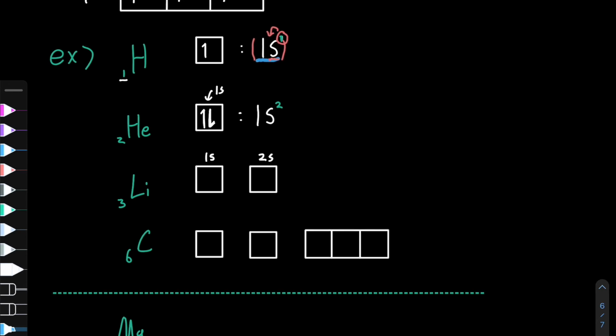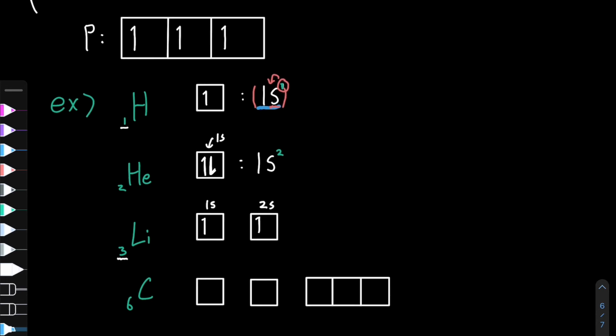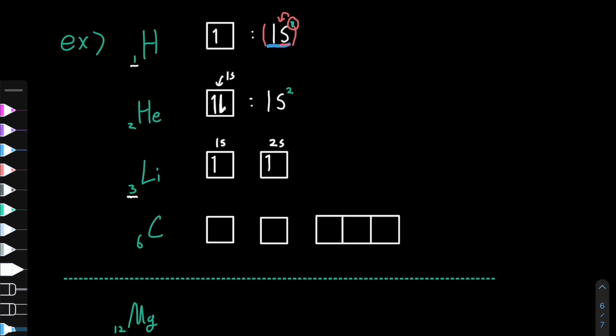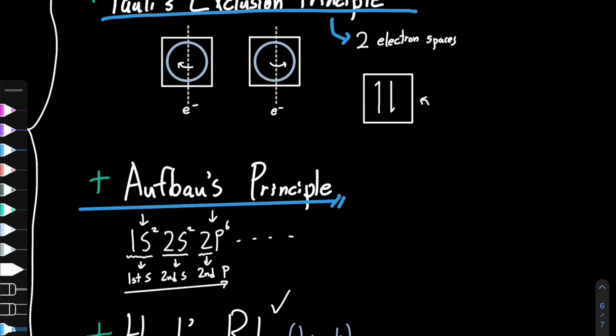Since lithium has 3 electrons, how this would be filled out is that the first electron would go in 1s, and the second electron would not go in 1s as well. It would go in 2s due to the fact that Hund's rule applies. And then the third one would go in the 1s as well, because it goes in the lowest ranking orbitals first, due to the fact that Aufbau's principle applies.